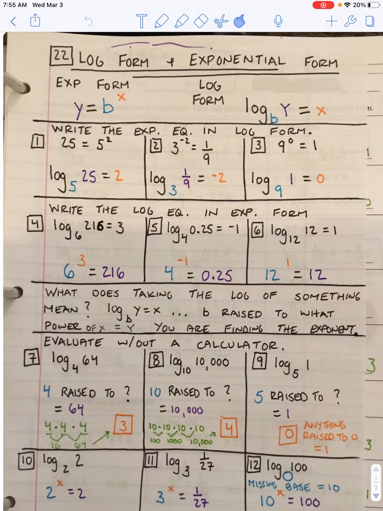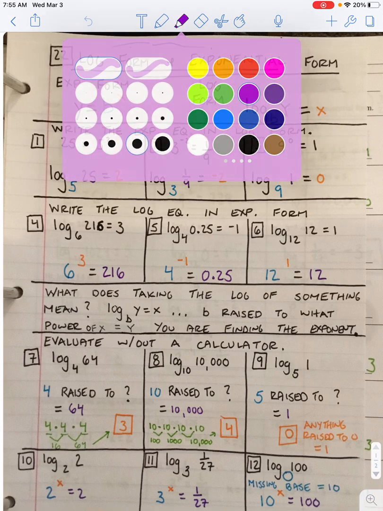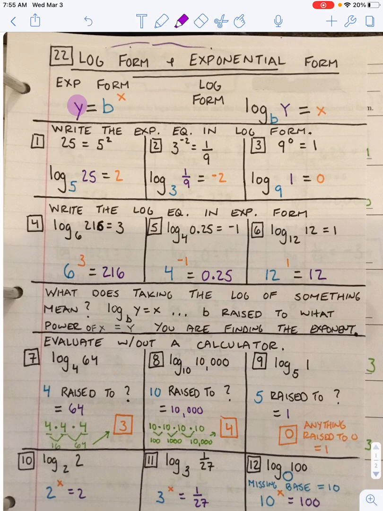Today we are going to start working with logs. So important to know with logs here is we have something in exponential form or log form, and we're going to be converting back and forth between the two of them. So first of all, you can see right here in exponential form, we have y equal to a base b raised to the x.